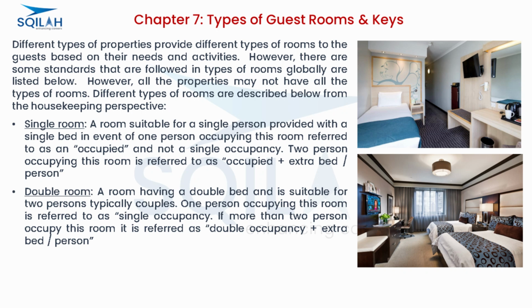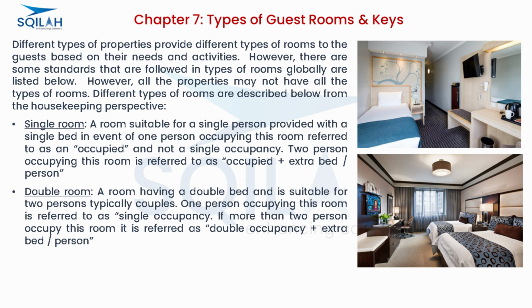Chapter 7: Types of Guest Rooms and Keys. Different types of properties provide different types of rooms to the guests based on their needs and activities. However, there are some standards that are followed in types of rooms globally, which are listed below. However, all the properties may not have all the types of rooms. Different types of rooms are described below from the housekeeping perspective.